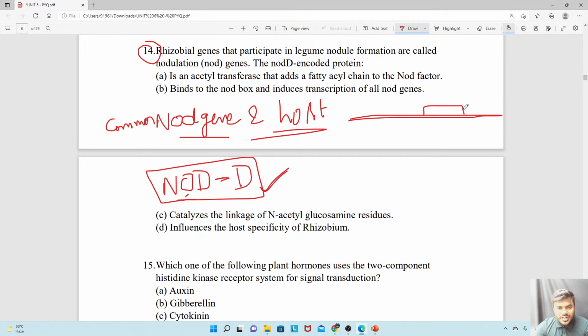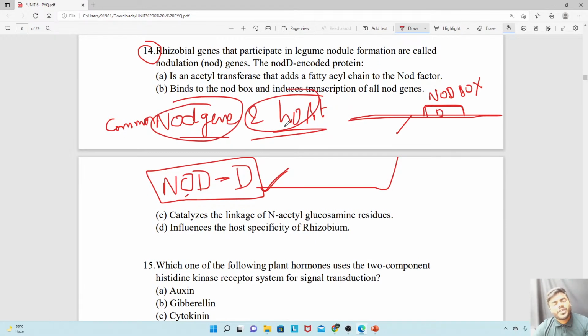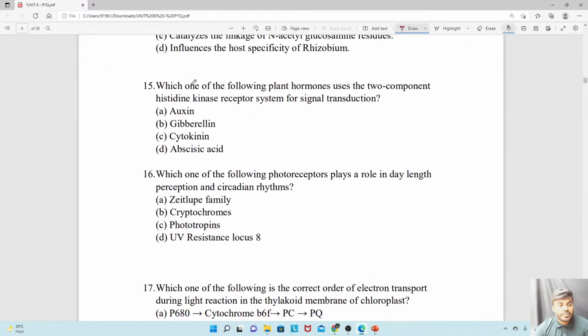This is the promoter region. What do you call this promoter region? We can call it the nod box. To this nod box, who will come and attach? Nod D will come and attach. The moment nod D attaches to this particular nod box, there will be an activation of the common nod genes also and host specified nod genes also, then the nitrogen fixation occurs. Fantastic, amazing. The correct answer will be B. Very good. It's a direct and straightforward question.